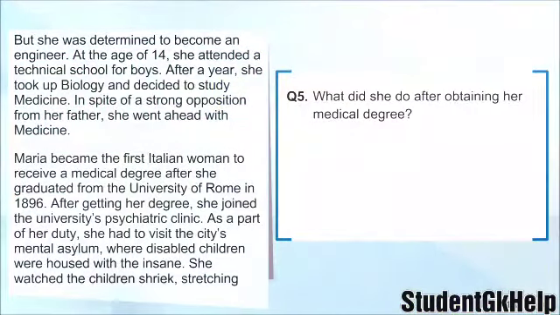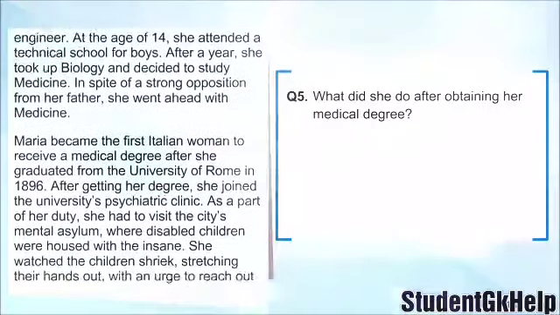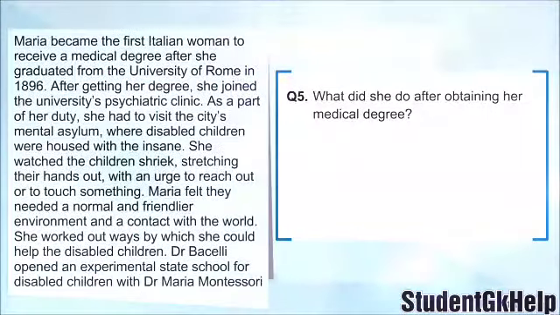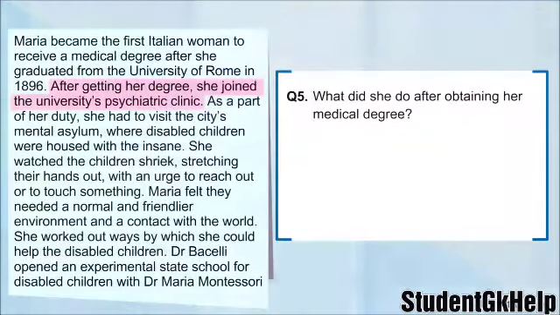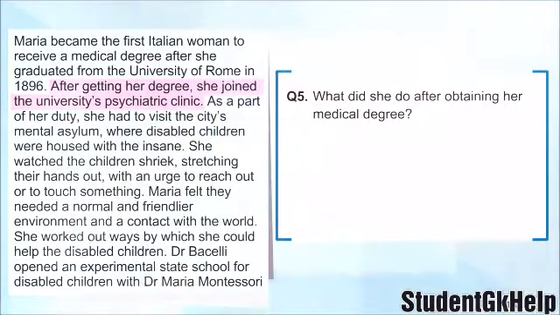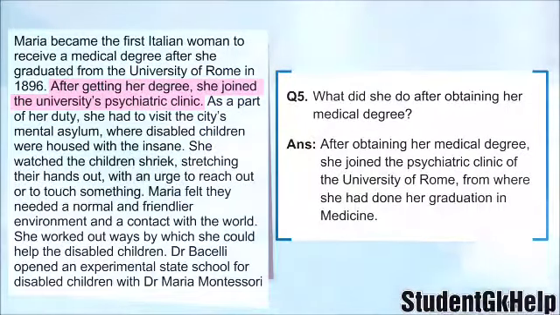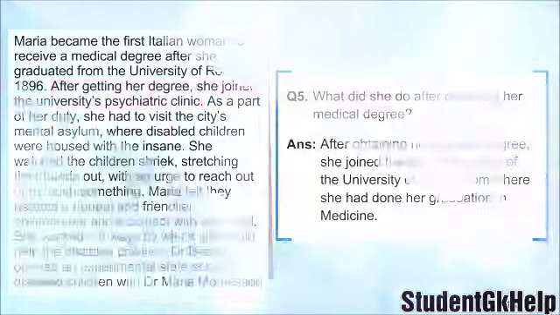The last question is, what did she do after obtaining her medical degree? Scan the passage to answer this question. In the last paragraph, we find a sentence that tells what Maria did after getting her degree. So we can frame our answer using this sentence. What did she do after obtaining her medical degree? Answer: After obtaining her medical degree, she joined the psychiatric clinic of the University of Rome, from where she had done her graduation in medicine.